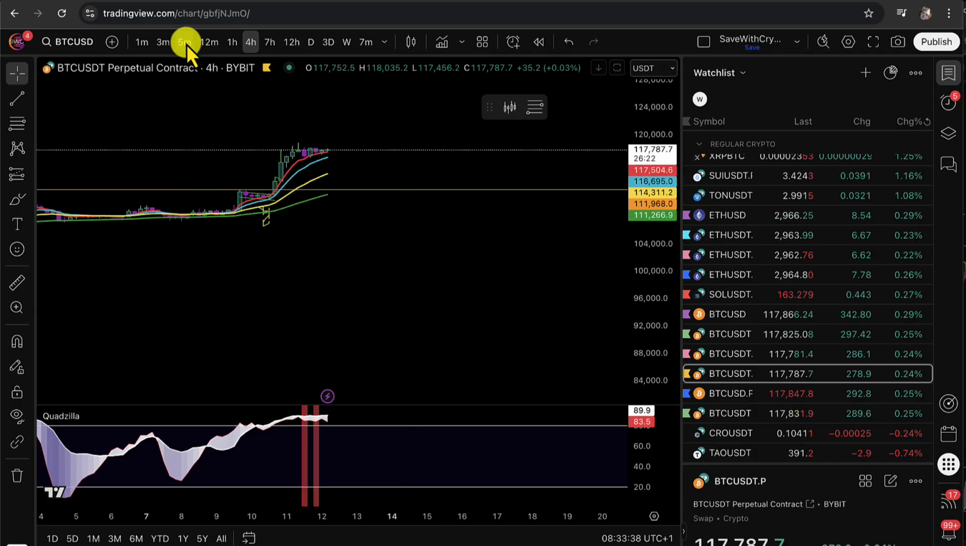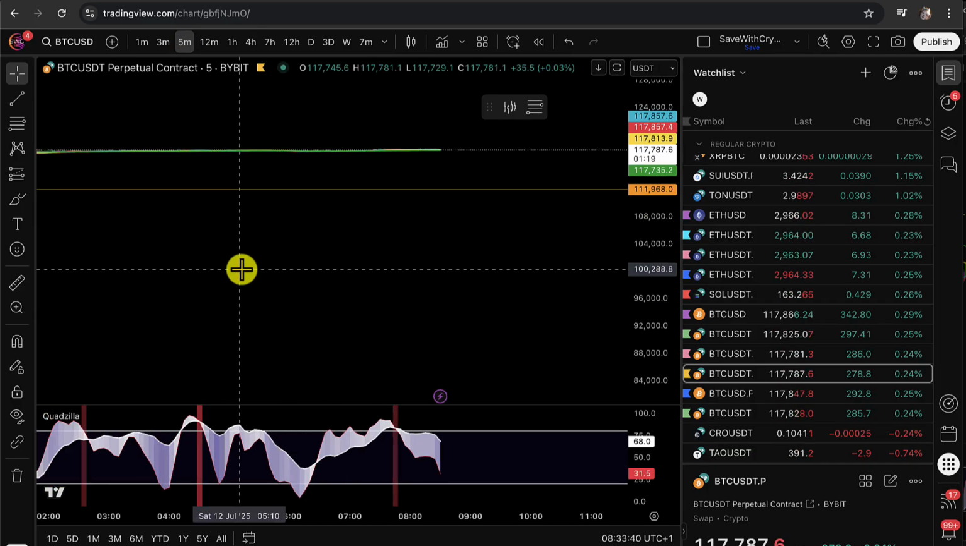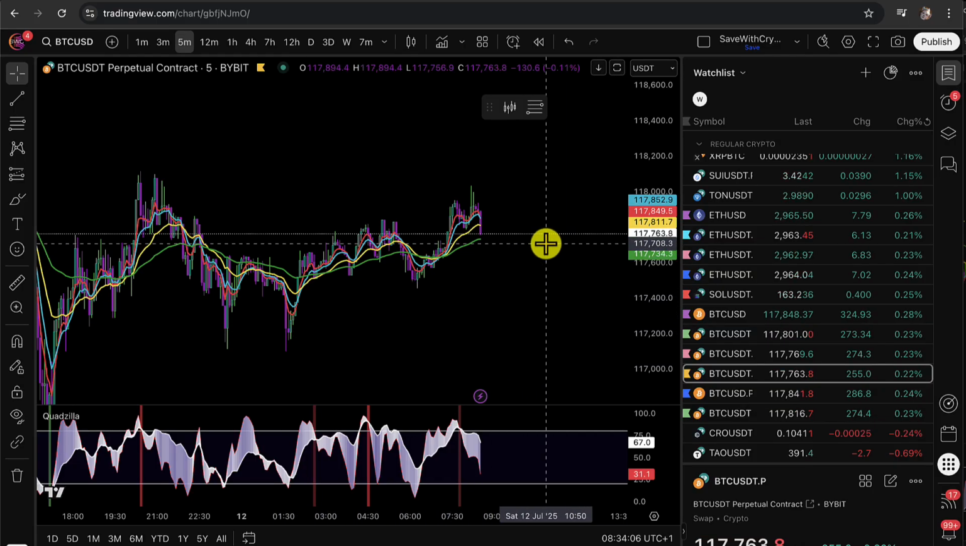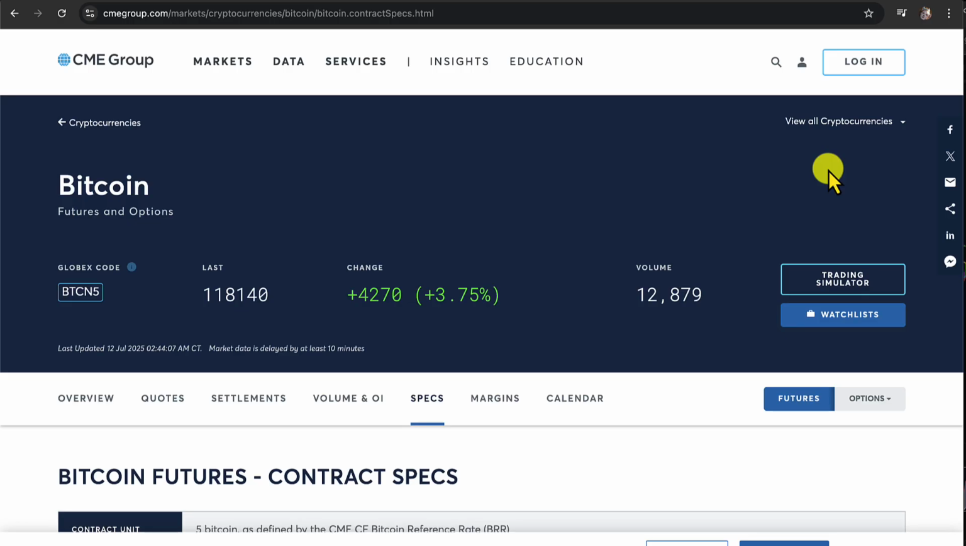But for now, if we look at the 5-minute time frame, you can see that overnight the price has just been gradually grinding up a little bit. It is worth noting that the Bitcoin price closed at 118,140 last night. That is a figure I'd probably expect to see maybe late Sunday night or Monday or Tuesday. So we need to remember that figure, 118,140.